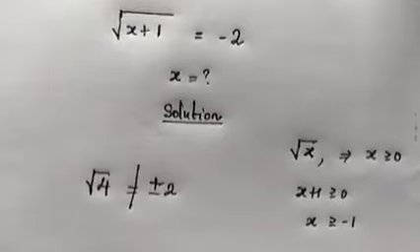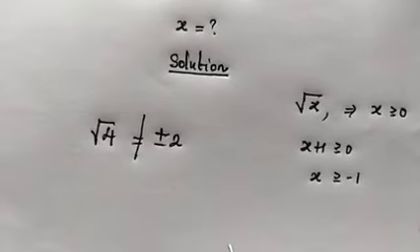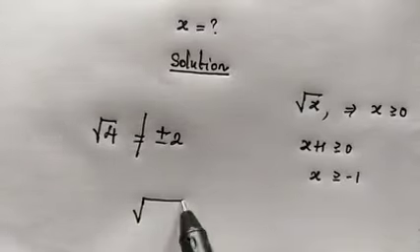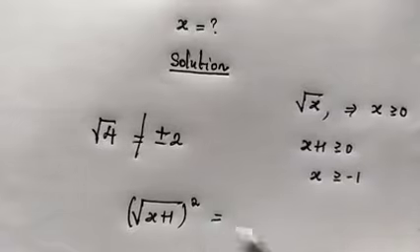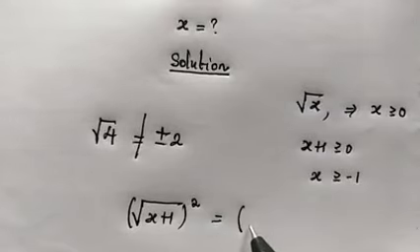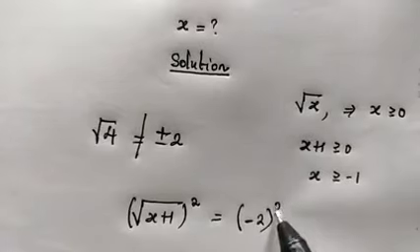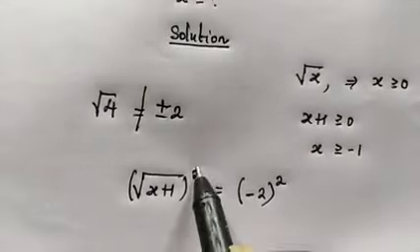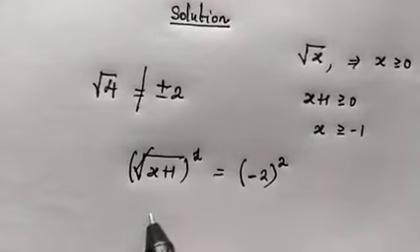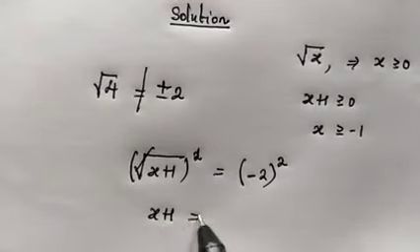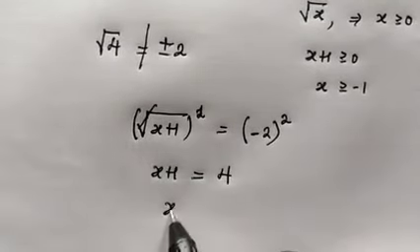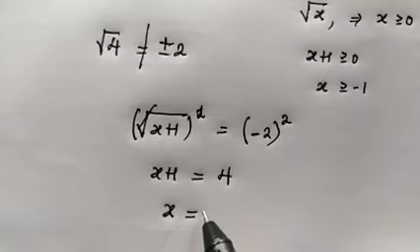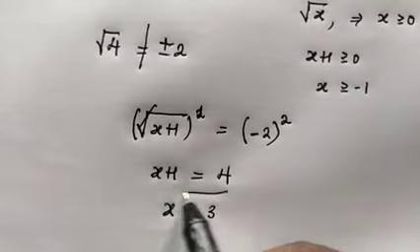Let's square both sides first to eliminate the radical at the left hand side. So we have the square root of x plus 1 whole squared. This is equal to negative 2 squared. From the left hand side, the square gets cancelled with the square root. Then we're left with x plus 1. This is equal to negative 2 squared, which is giving us 4. Subtract 1 from both sides. Here we have a solution that x is equal to 4 minus 1, which is 3.